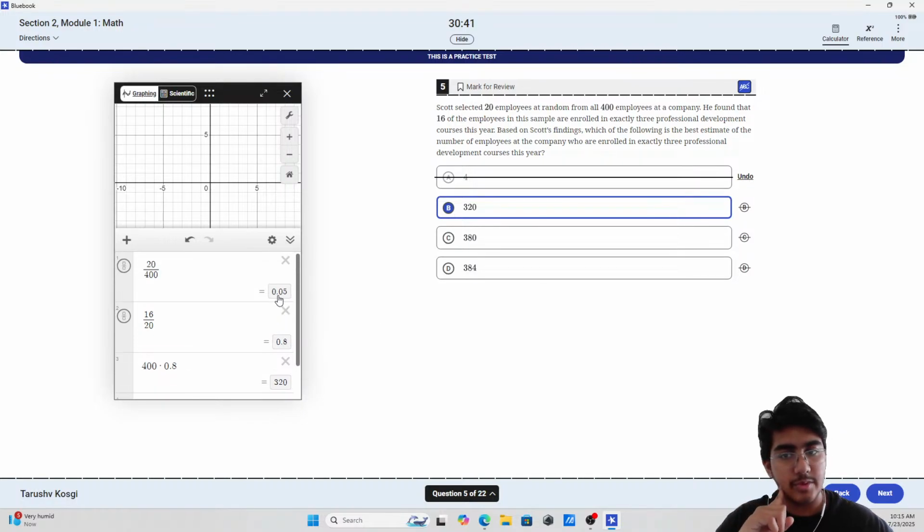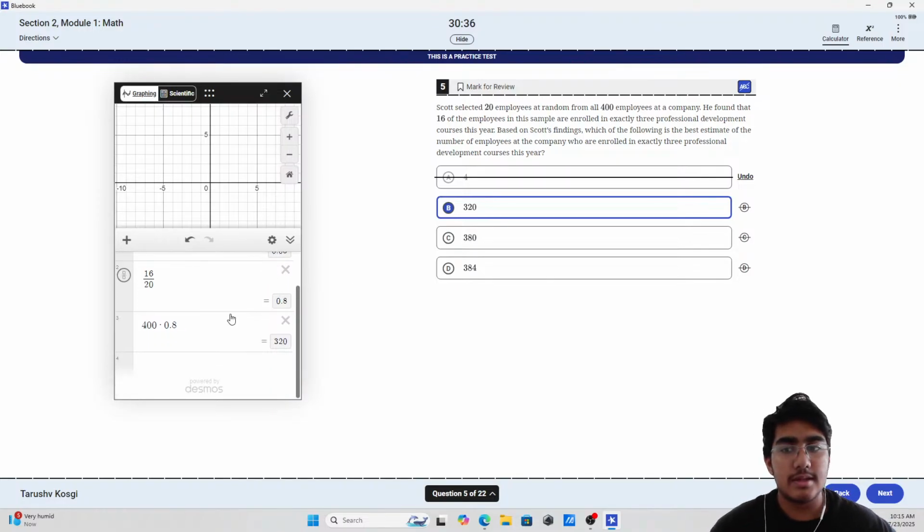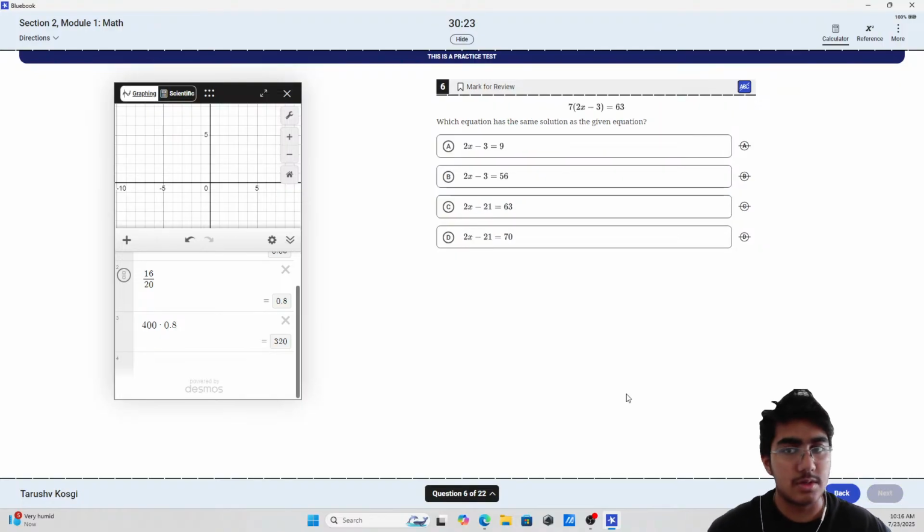So the sample represents 5% of his company. And then in the sample, 8% is that, well, the sample size doesn't affect this, so go 320.